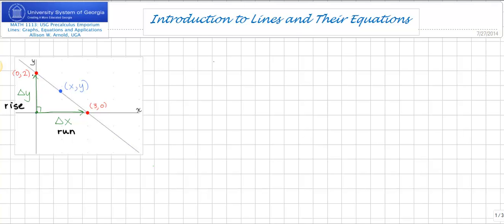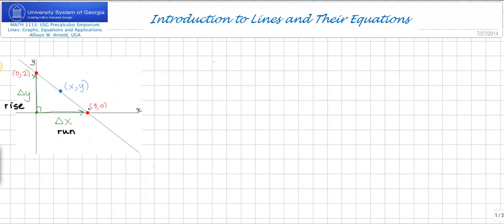Now it's time to talk about how to determine the equation of a line passing through 2 points. In the figure before you, you see a line that is passing through the ordered pairs (0, 2) and (3, 0). One thing we can note is that we have a vertical change called delta y, which is the rise, if you will, and a horizontal change, delta x, which is the run, which is how we move from one point to the other.